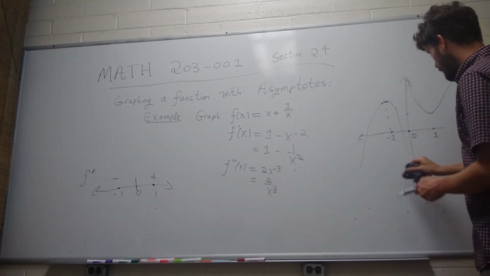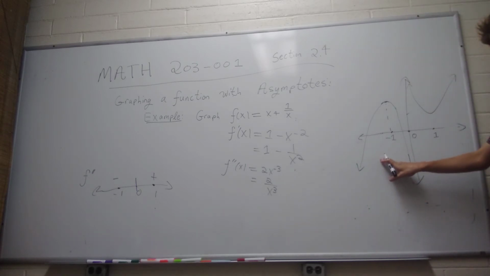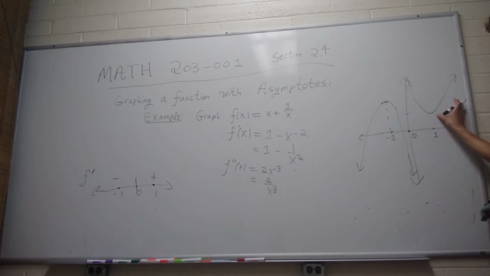Okay, so that actually confirms what we have. It looks like a hill when x is less than 0, and it looks like a smile or a valley when x is larger than 0.